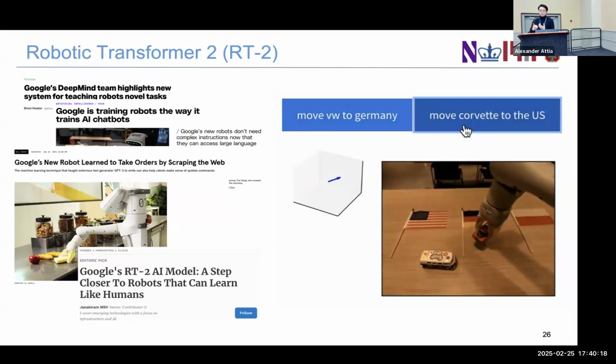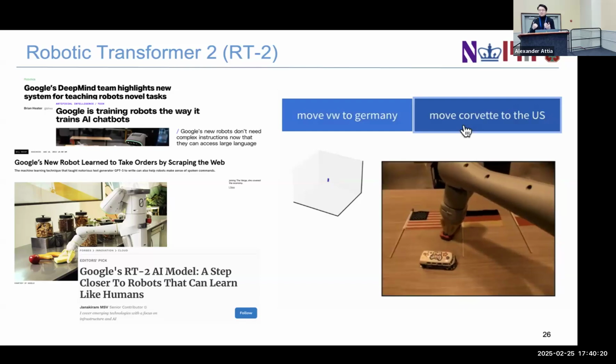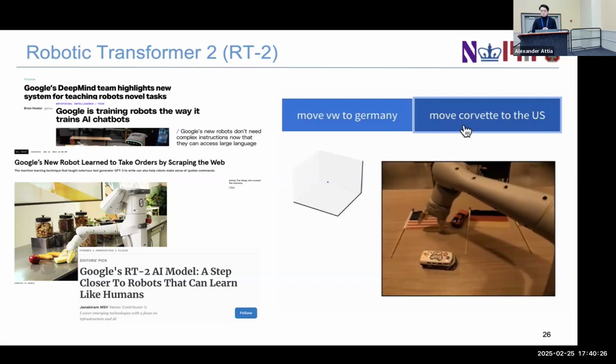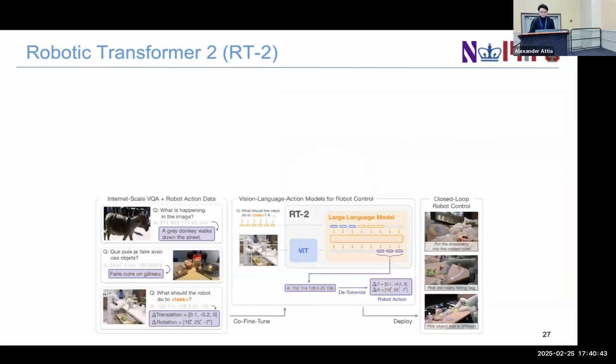Here's another example: move COVID to the US. Again, the high-level recognition is actually pretty good, thanks to the development of vision language models. But if you want to generate the action all the way down to the very low level, you realize the robot will just do some kind of random motions at the end, which doesn't really accomplish this pick and place task, which is supposed to be a simple task, in a satisfactory manner.